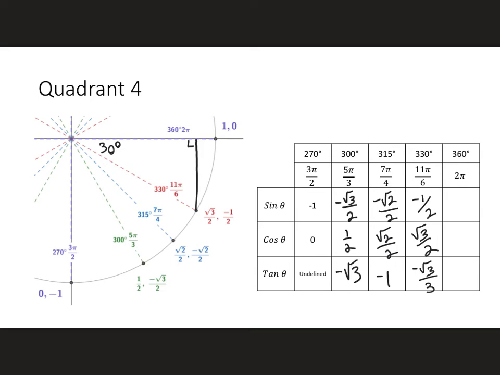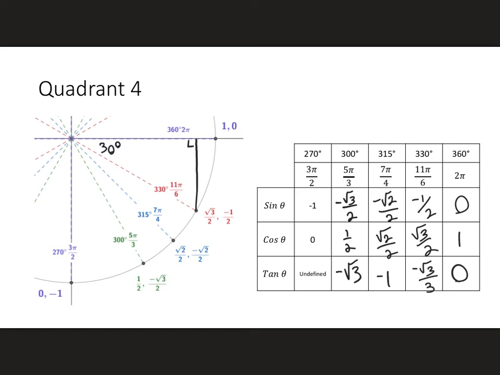Now, 360 degrees is a coterminal angle with 0 degrees. So we'll have the same values as we had when we looked at 0 degrees. The sine, or the y value at 1, 0 is 0. The x value at that point is 1. And then 0 divided by 1 is 0. So 360 degrees on, we'll have a coterminal angle that's somewhere else on the unit circle.